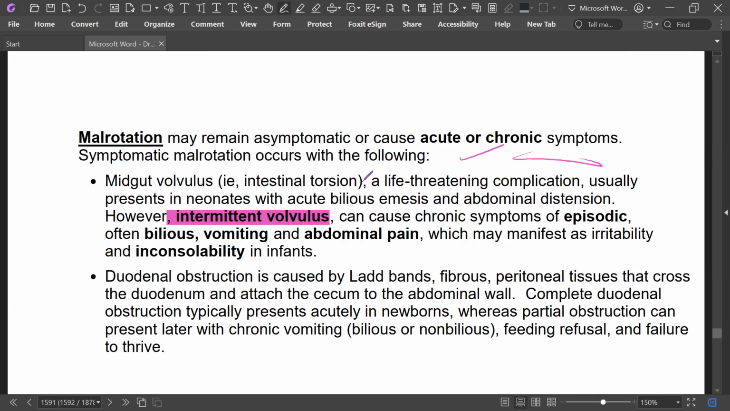Malrotation may remain asymptomatic or cause acute and chronic symptoms. Midgut volvulus is a life-threatening complication of intestinal malrotation, usually presenting in neonates with acute bilious emesis and abdominal distension. However, intermittent volvulus can cause bilious vomiting and abdominal pain, which may manifest as irritability and inconsolability in children. Duodenal obstruction is caused by Ladd bands, fibrous peritoneal tissue that crosses the duodenum and attaches to the cecum.